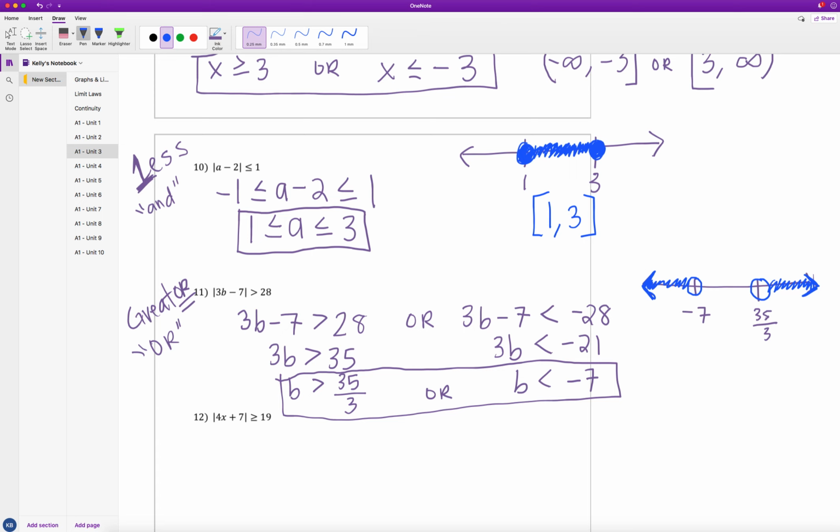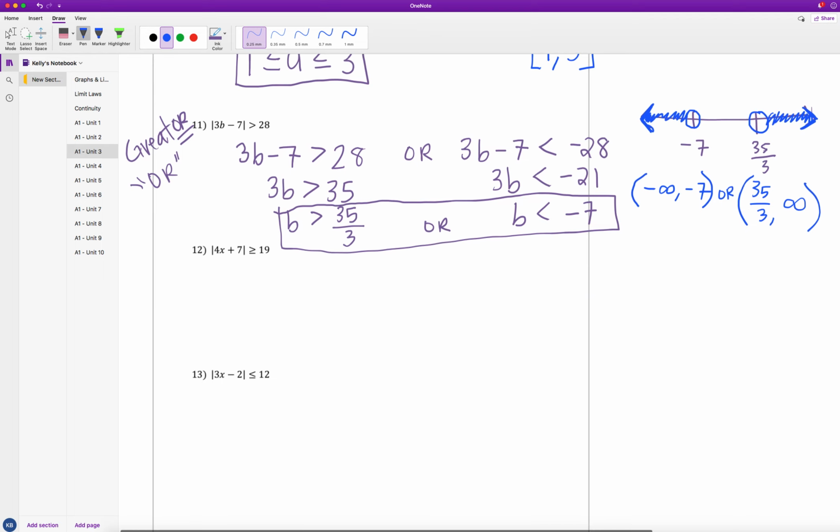To write this in interval notation, we'll have two parts of this. We'll have -infinity to -7 for the first piece. I'll have a parenthesis around -infinity because we always use parentheses on -infinity. And then on -7, I'll have a parenthesis because there's an open circle. For the second part, I'll have 35/3 off to infinity. 35/3 gets a parenthesis because there's an open circle, and then infinity always gets a parenthesis.